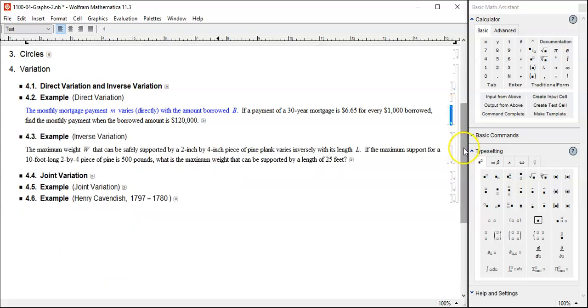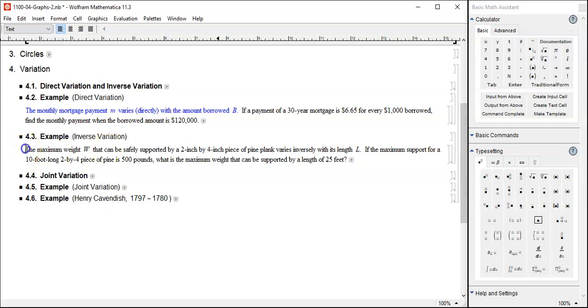Let's go to the second example here. The maximum weight W can be safely supported by a 2-inch by 4-inch piece of pine plank varies inversely with its length L. If the maximum support for a 10-foot long 2x4 piece of pine is 500 pounds, then what is the maximum weight support for the length of 25 feet?